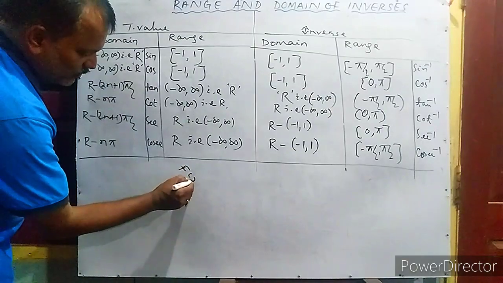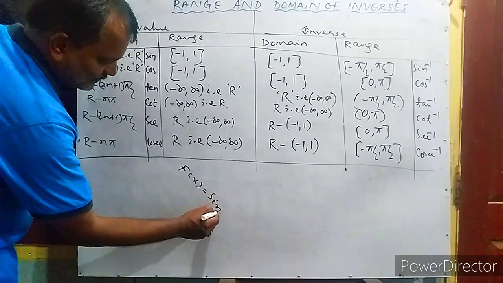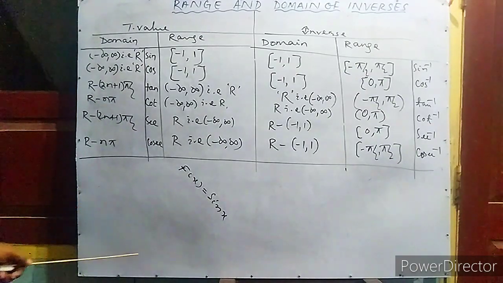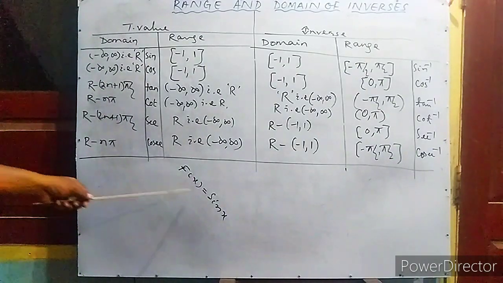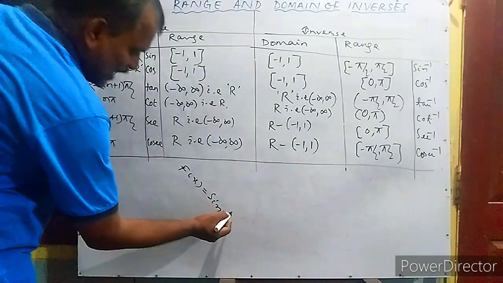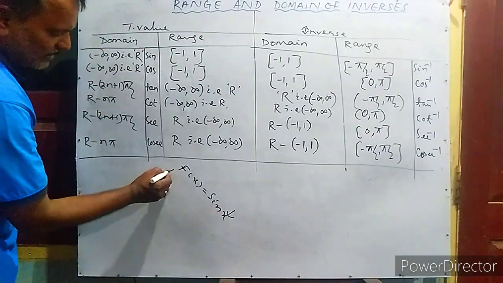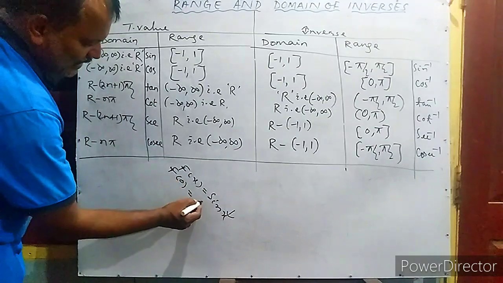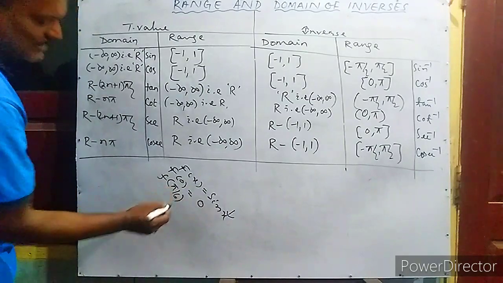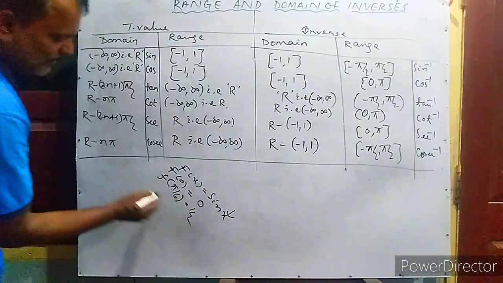Suppose f of x equal to one of the functions, given sin x. So instead of x, what value will we take in order to find its value, the trigonometric value of sin x? Domain means what value we will take instead of x. Suppose you take sin 0 equal to 0. Sin 30, that is pi by 6, equal to 1 by 2.